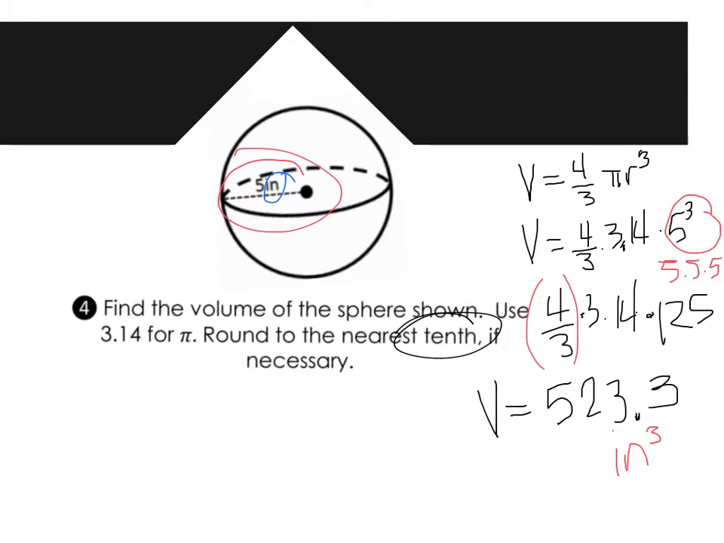Tomorrow in class, or Wednesday and Thursday in class, we're going to work on finding volume of spheres. Make sure that you know this formula, 4/3 pi radius cubed. 4/3 pi radius cubed is for the volume of a sphere.